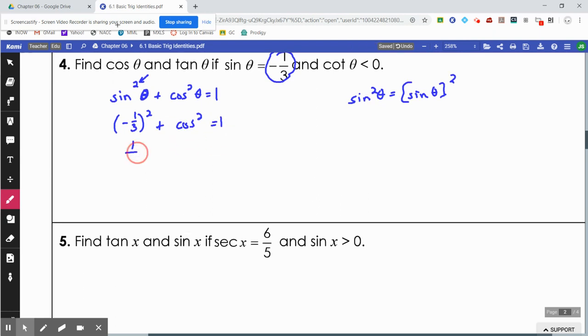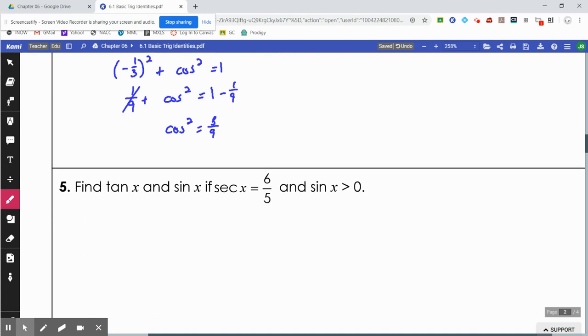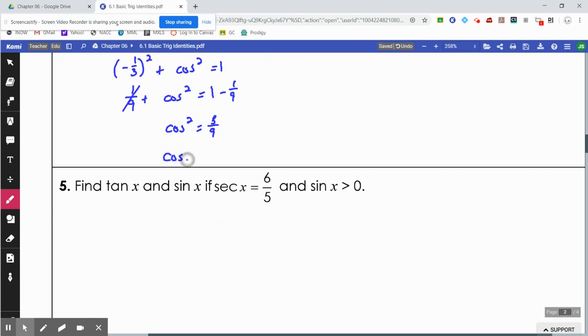Negative 1/3 squared is 1/9 plus cosine squared is equal to 1. Let's move the 1/9 over by subtracting, and you get cosine squared is equal to 8/9. So therefore, to get rid of a square, we do plus and minus the square root. That's going to be plus and minus. We can simplify the top. Again, we split this. The bottom square root of 9, which is 3. The top is the square root of 8, which is 2 root 2. So therefore, there's your answer.